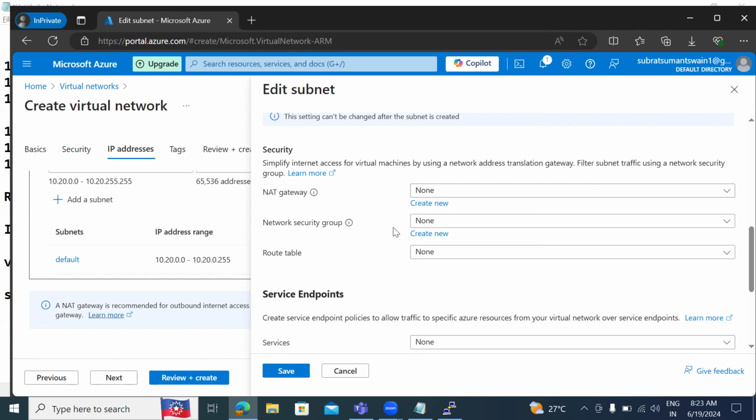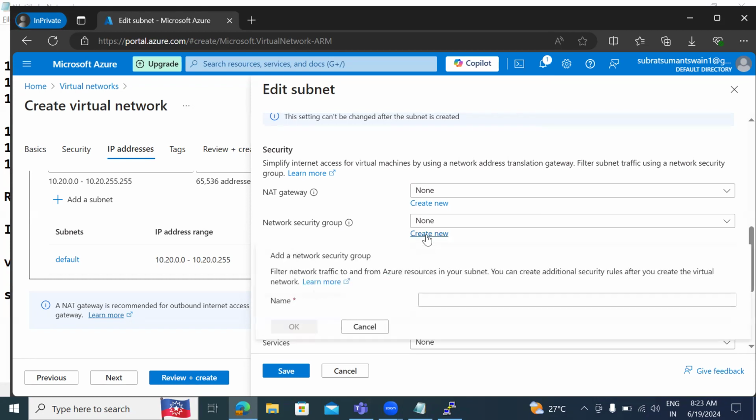Then you can create a new NSG and attach this NSG to that subnet. If you attach it, it's going to filter the traffic which is coming to the subnet level.